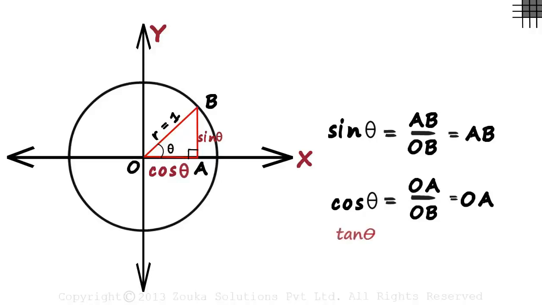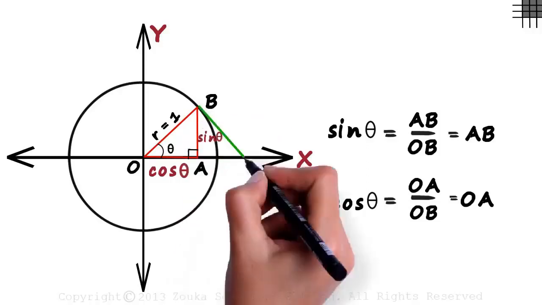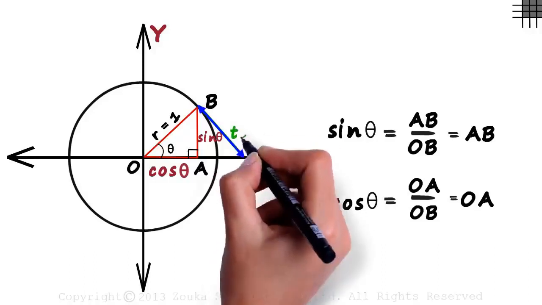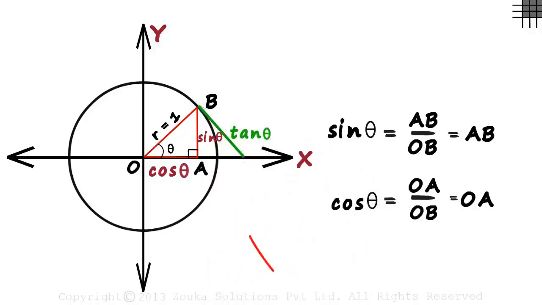What about tan theta? Tan is actually a tangent function. The length of tan theta will be the length of the tangent from point B to the x-axis, which is the length of this green line. This green line touches the circle at just one point, which is point B. This length will be tan theta. From this figure, we have the lengths of sine theta, cos theta and tan theta. Now to understand the relation between the angle theta and the functions, we just have to try changing the angle theta and see how these three lengths change. We see that in the next part of the video.